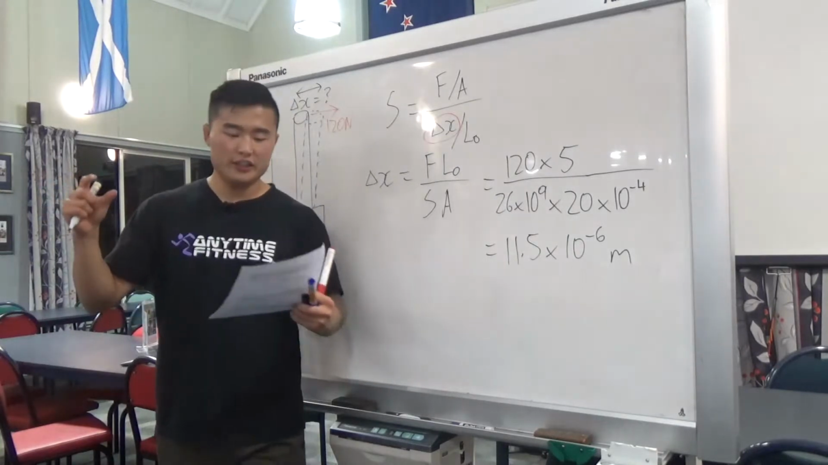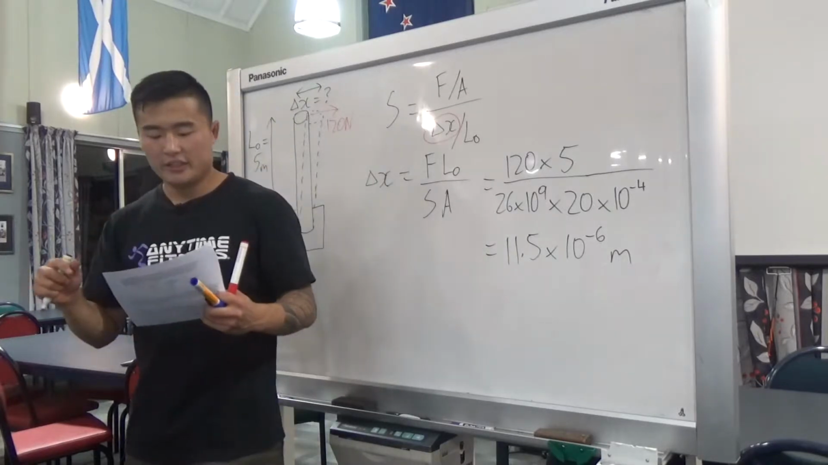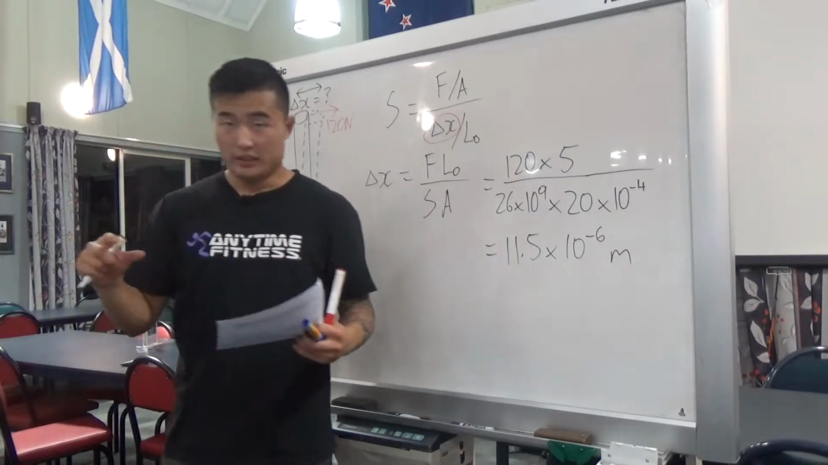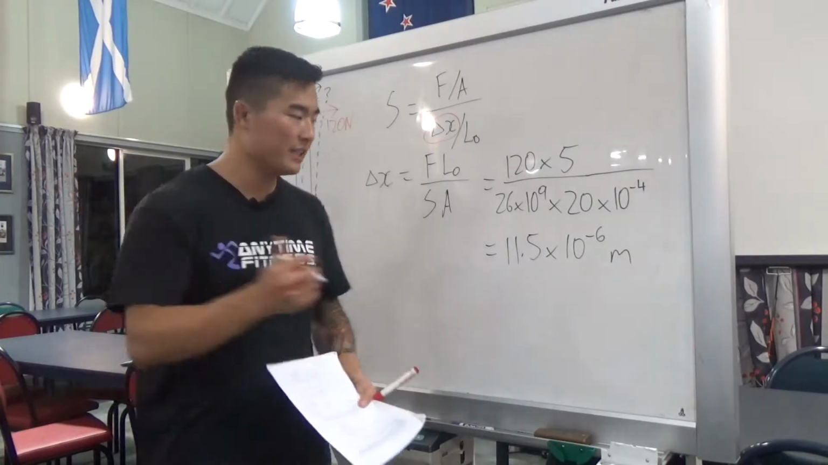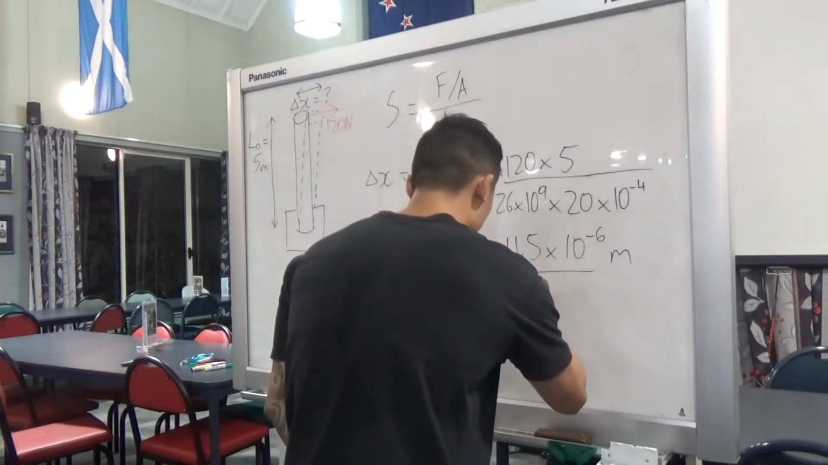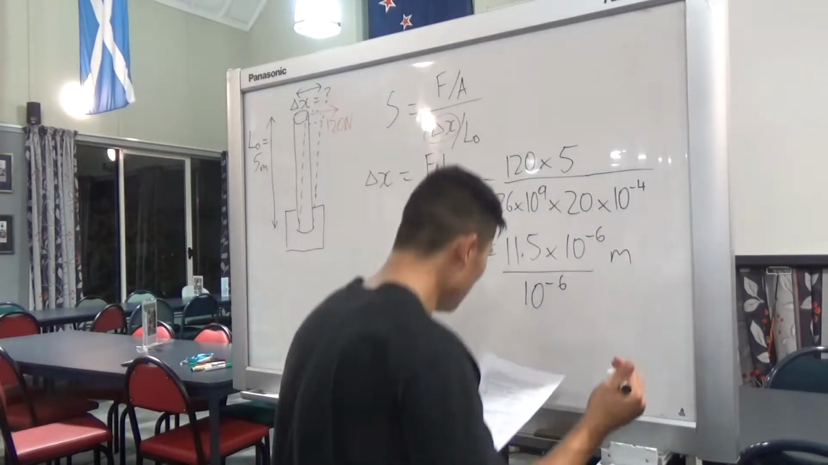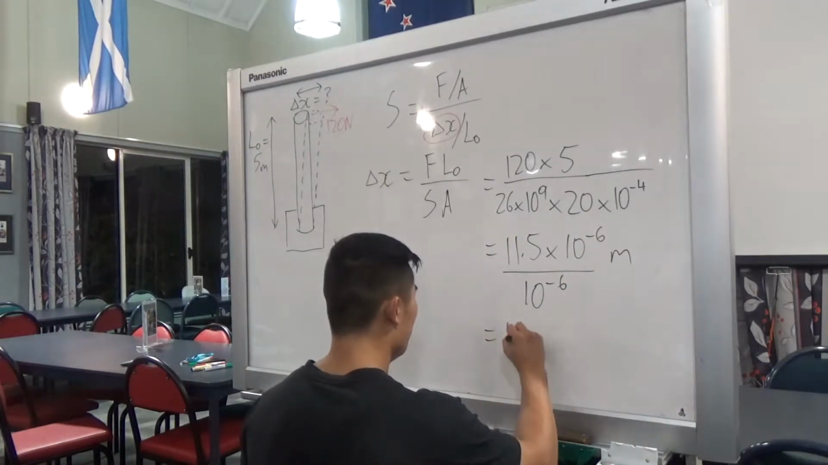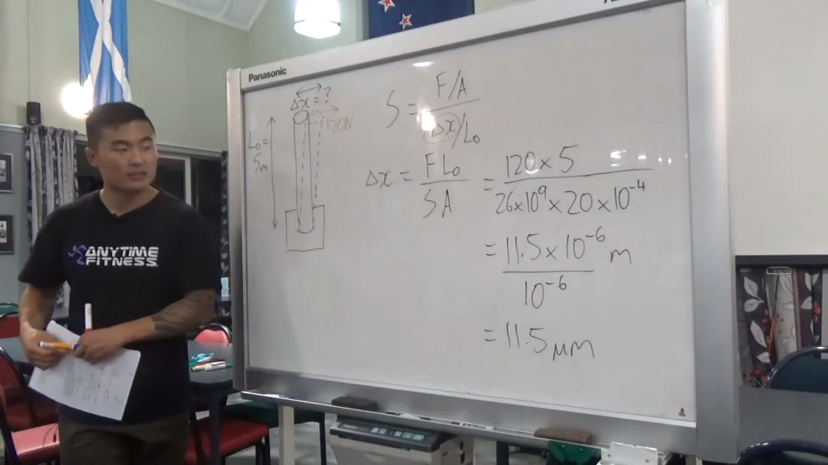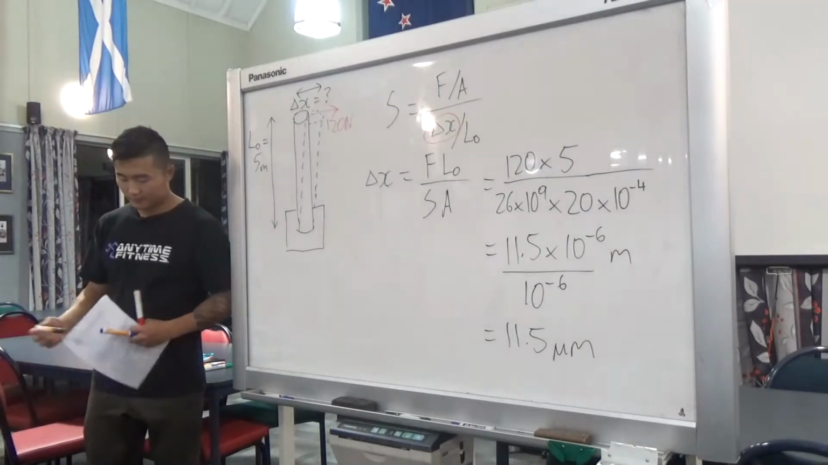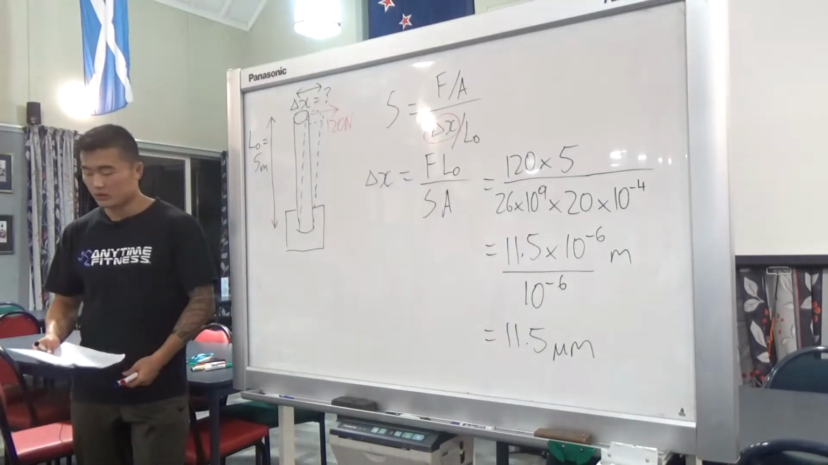So whatever value you get in your calculator, that will be in meters, so that'll have a whole heap of zeros in front of it. And to turn that into micrometers, you're going to divide it by the prefix for micro, which is times 10 to the negative 6. So if you divide that by 10 to the negative 6, you'll get your answer in micrometers, which is what you want. So that's going to be 11.5 micrometers. Okay?